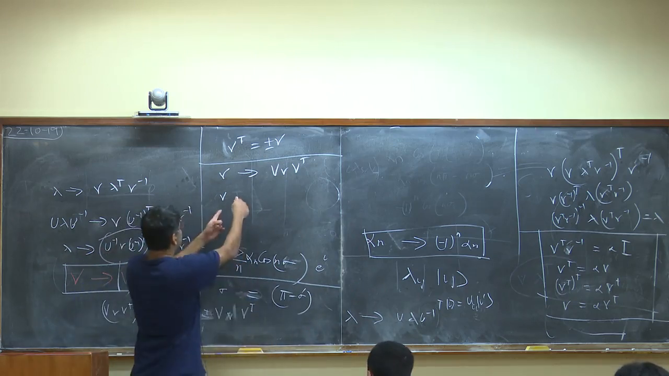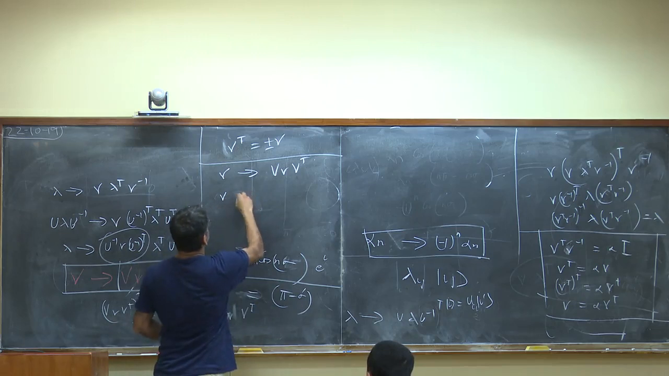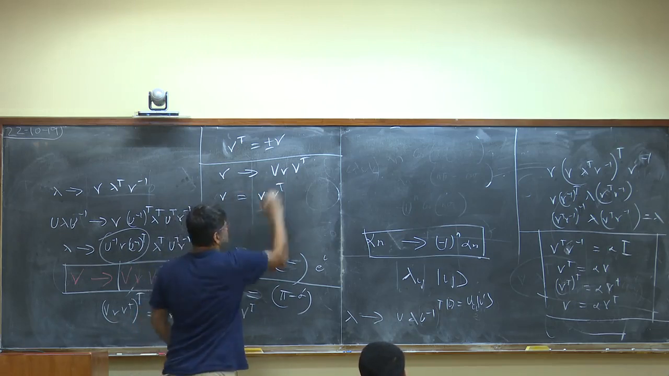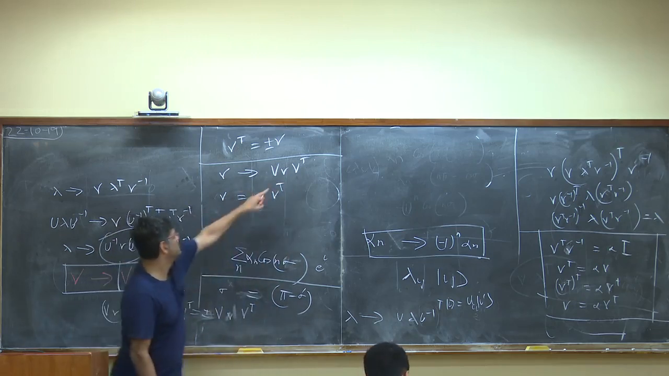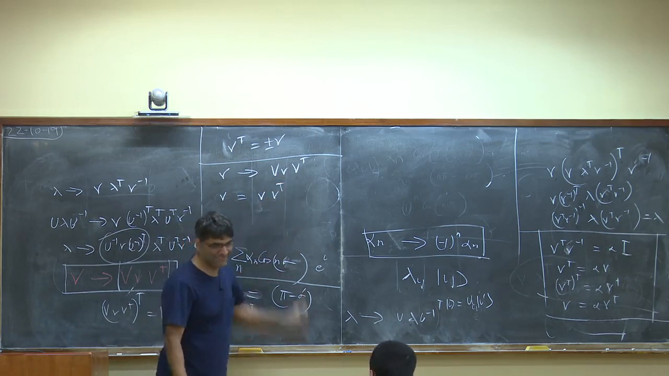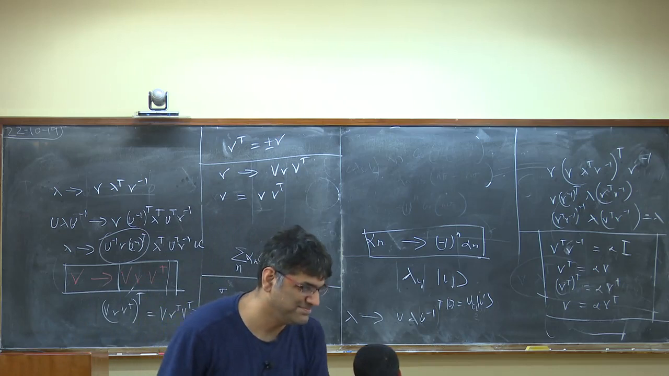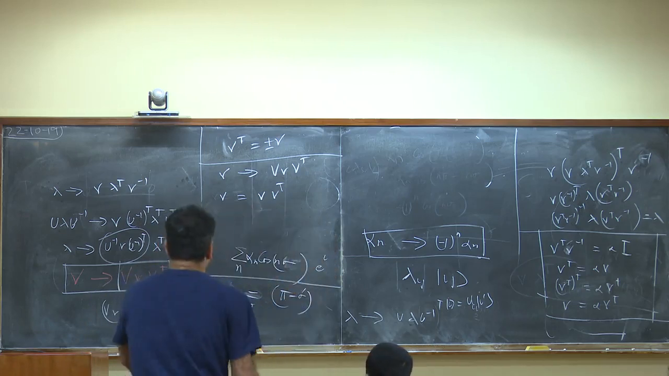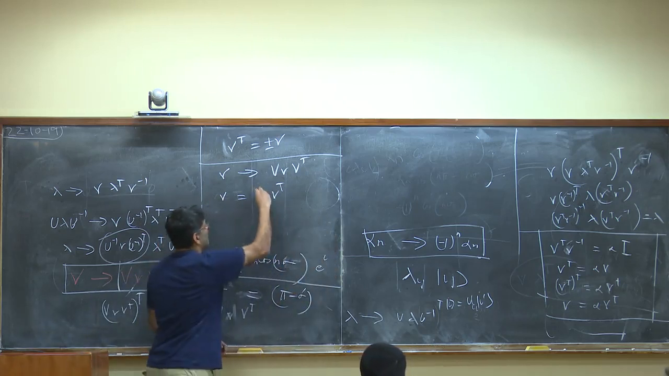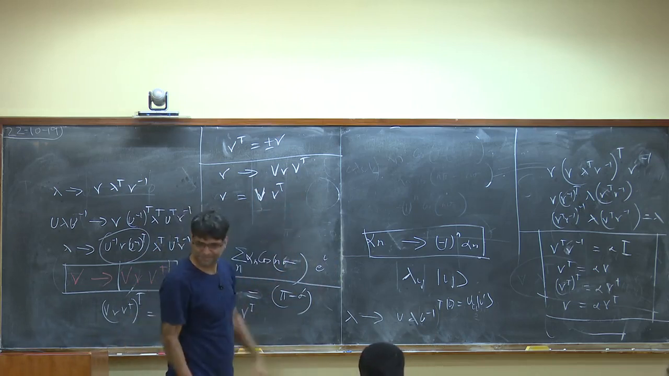Basically, it's the statement that every symmetric matrix can be written in the form V V transpose, because gamma was identity. Clearly, V V transpose is symmetric. And the claim is that every symmetric matrix can be written in this form. This one you can try to prove.